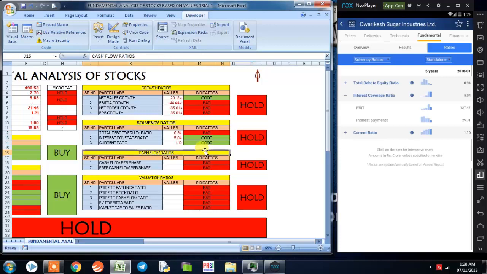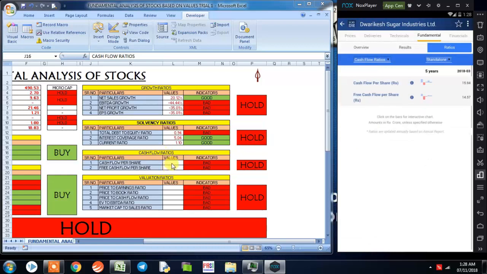Now coming on to cash flow ratio, the first is cash flow per share, which is positive 15.84 and free cash flow per share is positive 14.57. So overall, the cash flow ratio has given us a signal to buy this stock at this point of time.